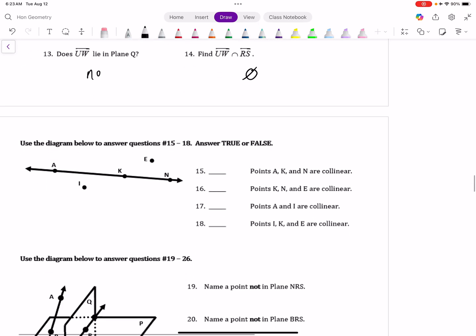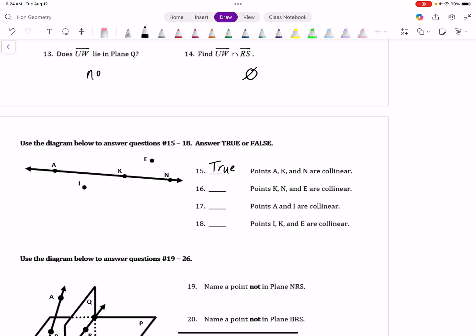Okay. Use the diagram below to answer questions 15 through 18. Let's see what we have here. We're going to answer true or false. So in this picture, points A, K, and N are collinear. That'd be true. Oh, and the best thing you can do when you're taking these notes, I want you to listen to the whole video, but when you get to stuff like this, the best thing to do is just pause it and try to answer them first, and then you listen to me and see if you got them right. Okay, just like we do in class.